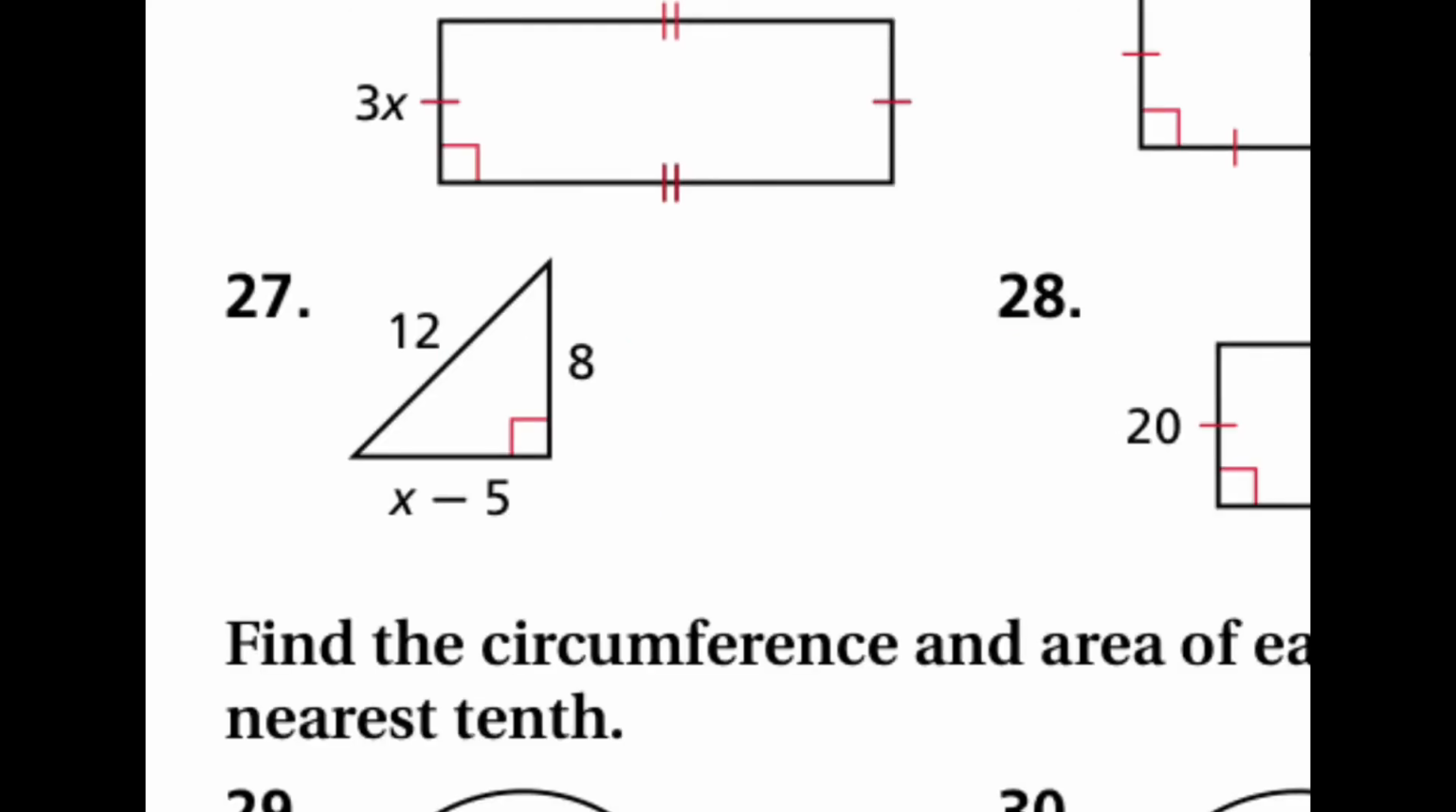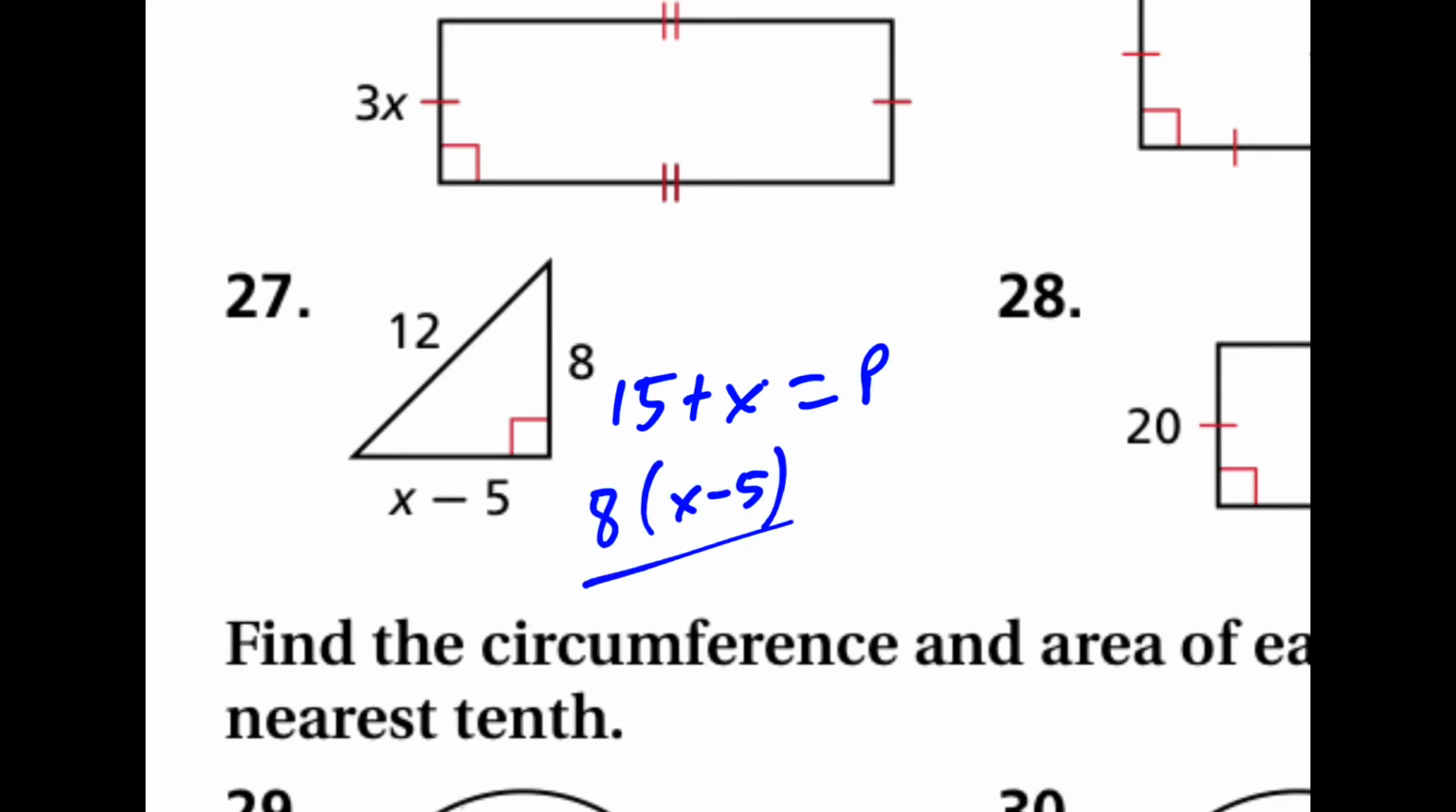For 27, for the perimeter, I just add together the outside edges. 12 plus 8 minus 5 is 15, plus the x, that's the perimeter. To find the area, I'm going to take 8 times x minus 5 divided by 2. So this gives me 8x minus 40, or 4x minus 20 for the area.